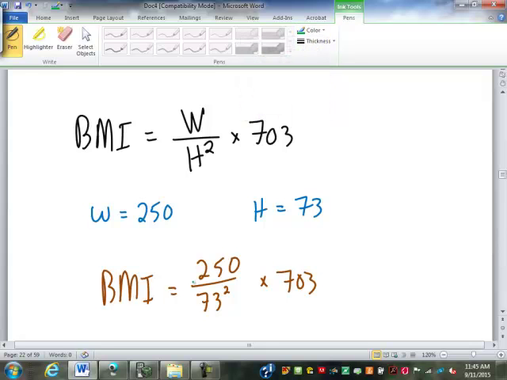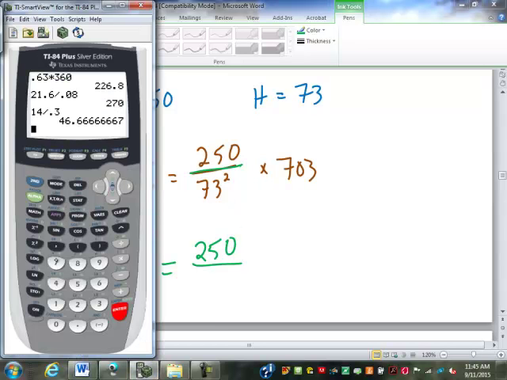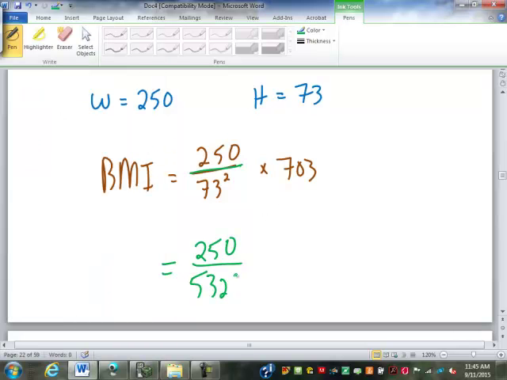So the fraction bar means we have to do everything on top first. Well, there's nothing to do on top. Then we have to do everything on bottom. On bottom, we have 73 squared, 5329, times 703.